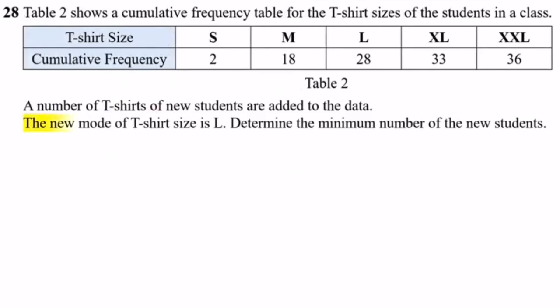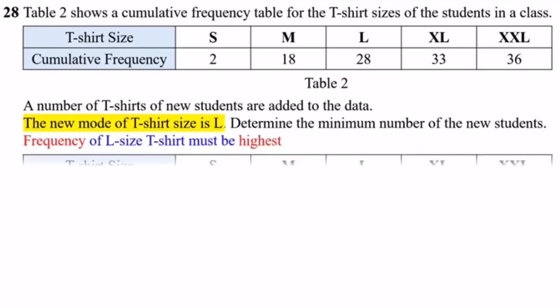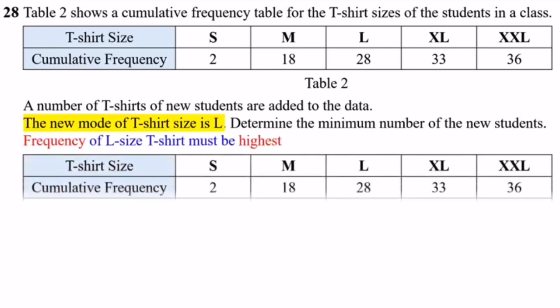So a number of t-shirts of new students are added to the data, and the new mode of t-shirt size is L. Determine the minimum number of the new students. So how to do this question is you must know the frequency of L size t-shirt. Now it must be the highest because it is the mode. Alright, so let's list down the frequency. Be careful, don't be trapped by the cumulative frequency.